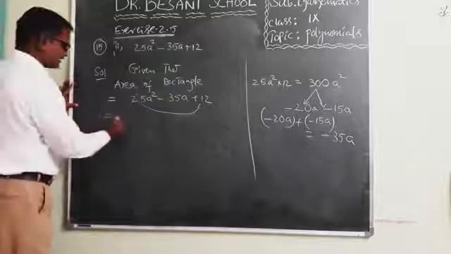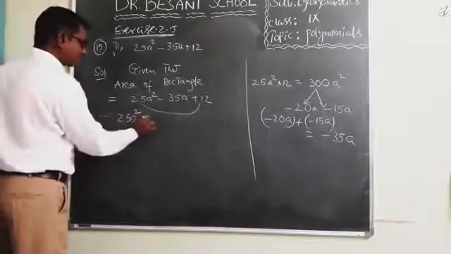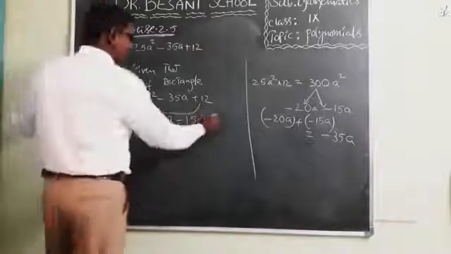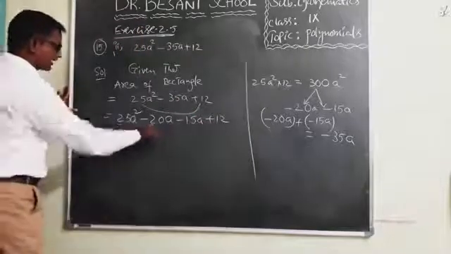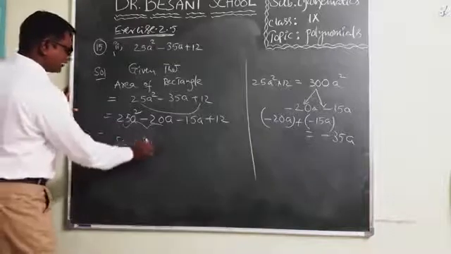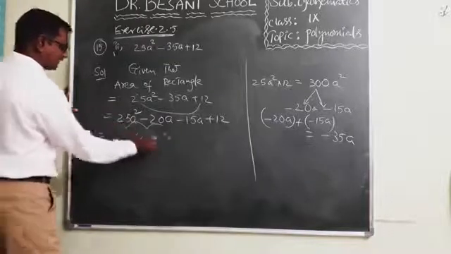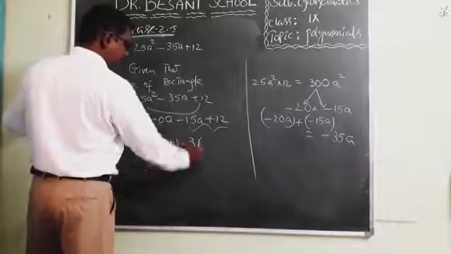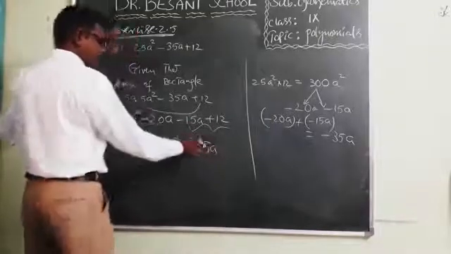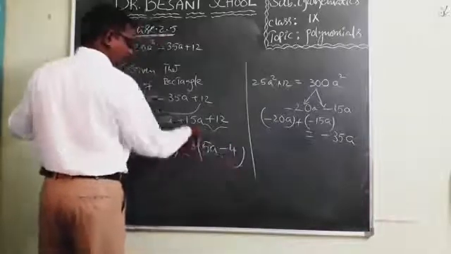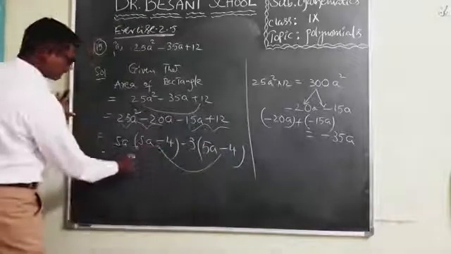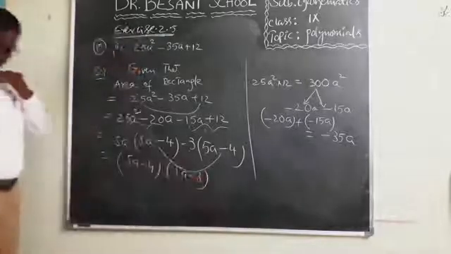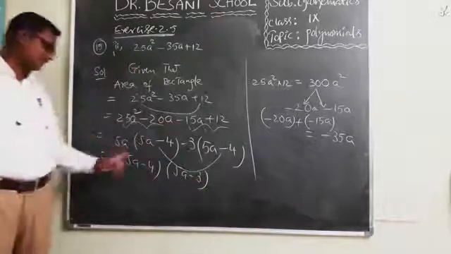So let us write 25a square, and minus 35a can be written as minus 20a and minus 15a, and plus 12. From the first two we can take common 5a: 5a into 5a minus 4, because 5 5s are 25 a square, minus 5 4s are 20a. From the other two we can take common minus 3: minus 3 5s are 15a, minus 3 4s are 12, minus into minus is plus. So one factor is 5a minus 4 and the other factor is 5a minus 3.